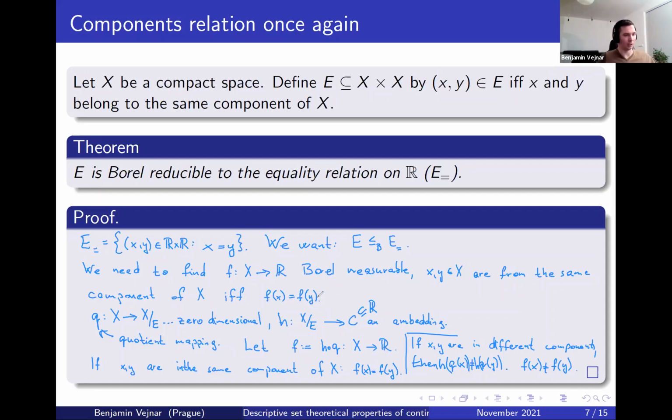So this F is really a reduction. Well, it is Borel measurable because it is even continuous: this quotient mapping is continuous and this embedding is continuous as well. Okay, so that's the proof of such a result.